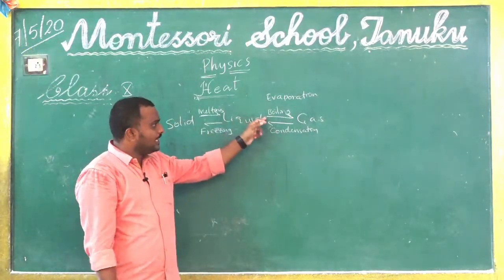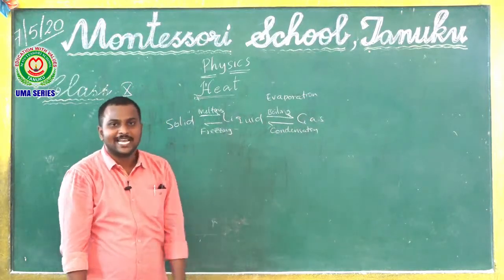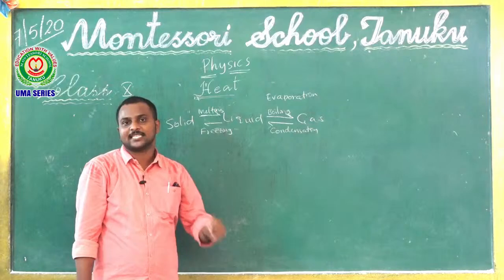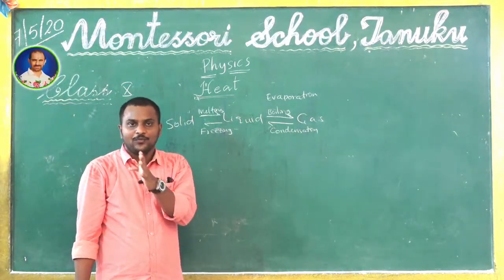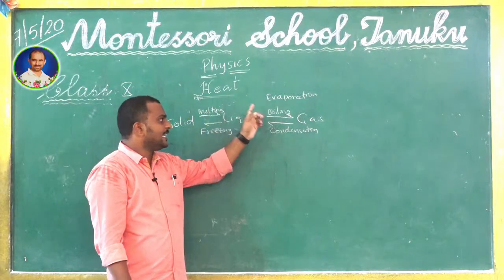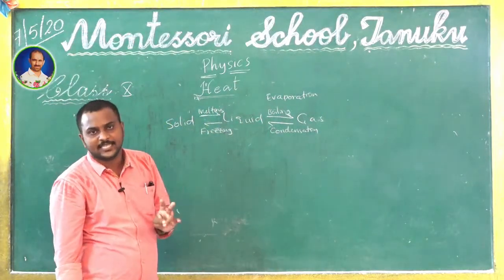That means in boiling, the liquid converts into gas. In evaporation also, the liquid converts into gas. But boiling takes place at a particular temperature. For example, the boiling point of water is 100 degrees Celsius. So when the process takes place at a particular temperature, we call it boiling. When it takes place at any temperature, we call it evaporation. Evaporation is a cooling process. Evaporation is a surface phenomenon.